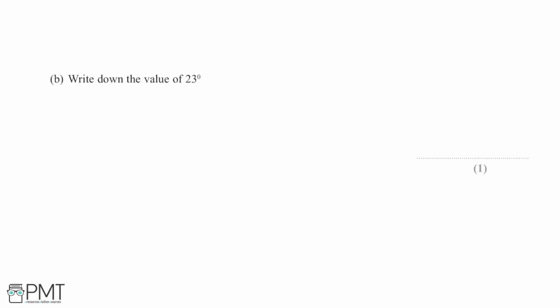So similarly here, I'm again asked to write down, so it's again not going to take any working out, the value of 23 raised to the power of 0. So here again, I'm thinking back to my laws of powers and how powers work, and I'm remembering that when any number is raised to the power of 0, the answer is just going to be 1 every time. So x to the power of 0 is always going to equal 1. So 23 to the power of 0 is going to be 1.